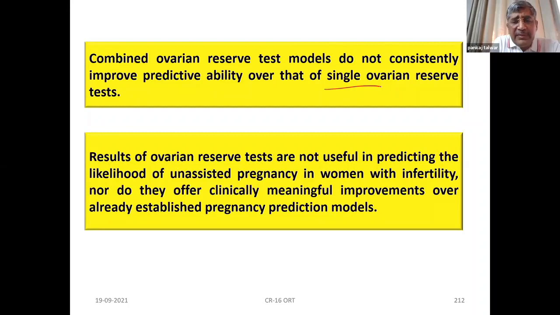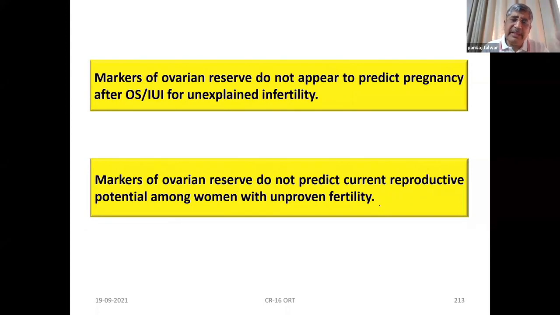Results of ovarian tests are not useful in predicting the likelihood of unassisted pregnancy in women with infertility, nor do they offer clinically meaningful improvement over already available pregnancy prediction models. So in a woman about whom we don't know, who is either infertile or young, none of these tests can tell her that she won't conceive. The markers of ovarian reserve do not appear to predict pregnancy after stimulation or IUI for unexplained infertility. They do not predict current reproductive potential among women with unproven fertility.